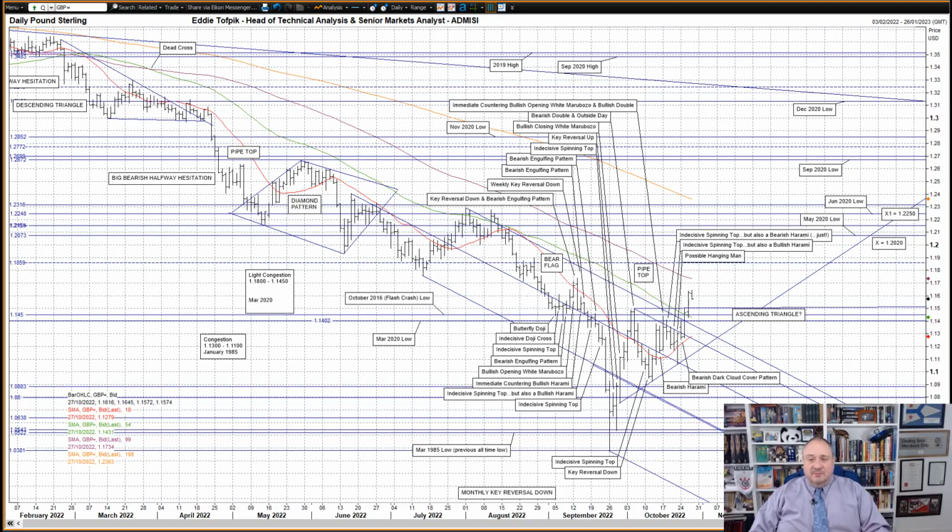So far today, well, nothing much, just holding around where we closed last night to a little lower right now. There might be potential to look at the last 2 days as a possible tweezer top, but it is early.